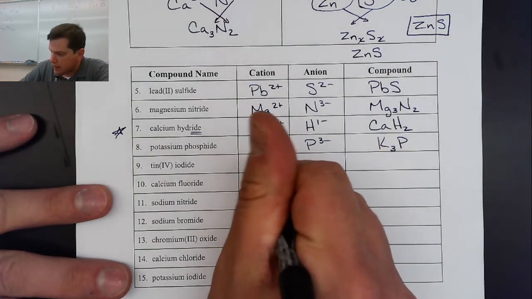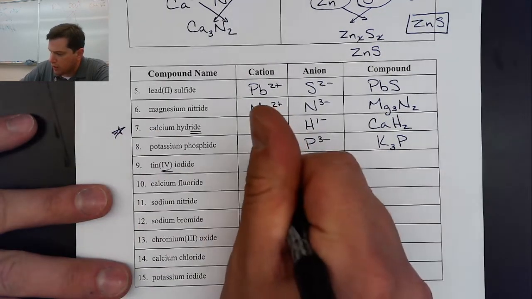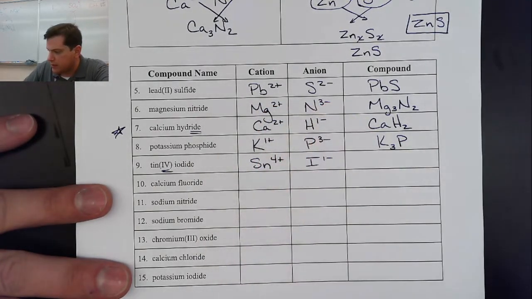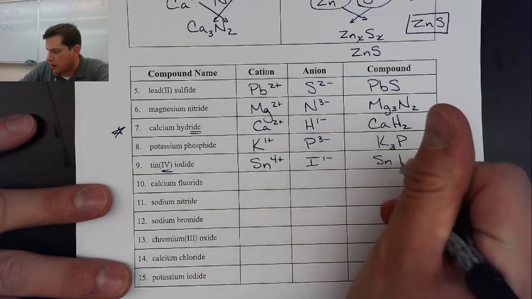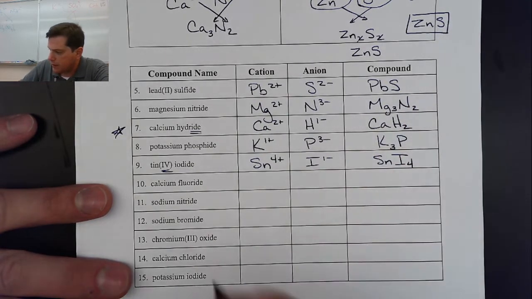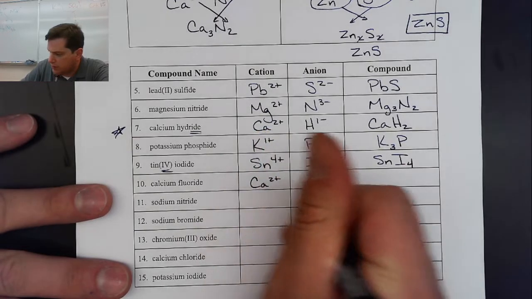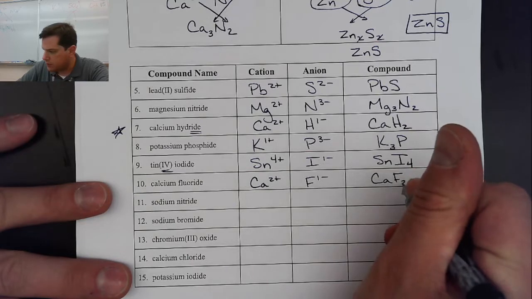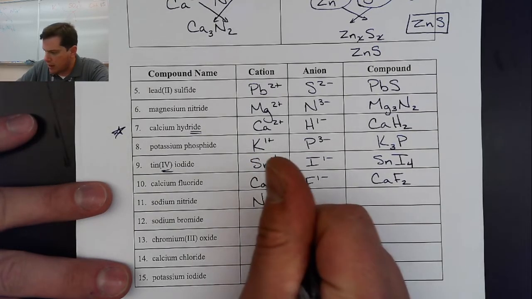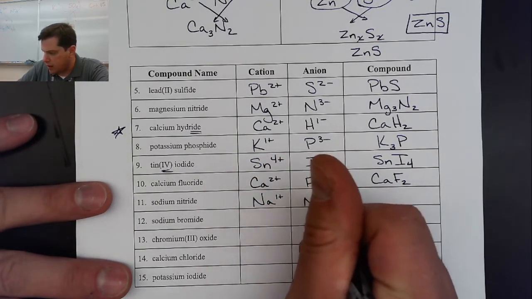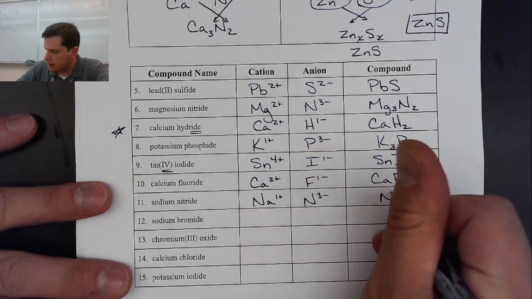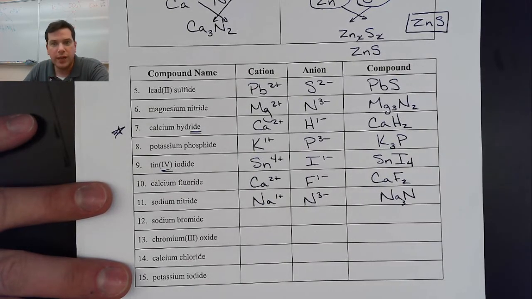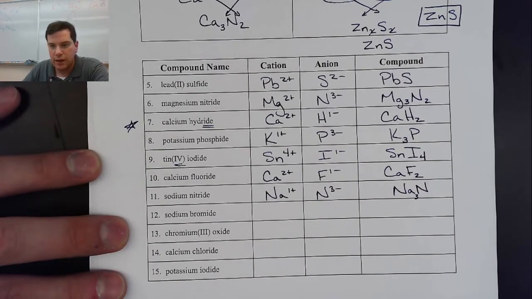Tin is Sn, and that Roman numeral there is 4+. Iodine is 1-, so that's SnI4. Ca 2+, F 1-, CaF2. Na 1+, nitride 3-, Na3N. Haha, I almost got tripped up there. Na3N.